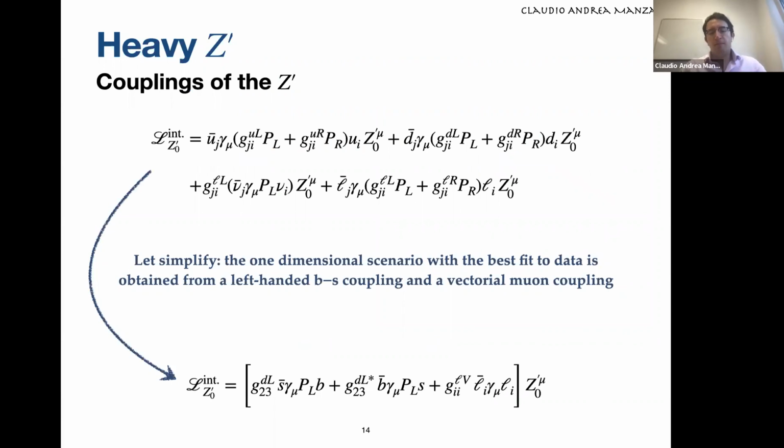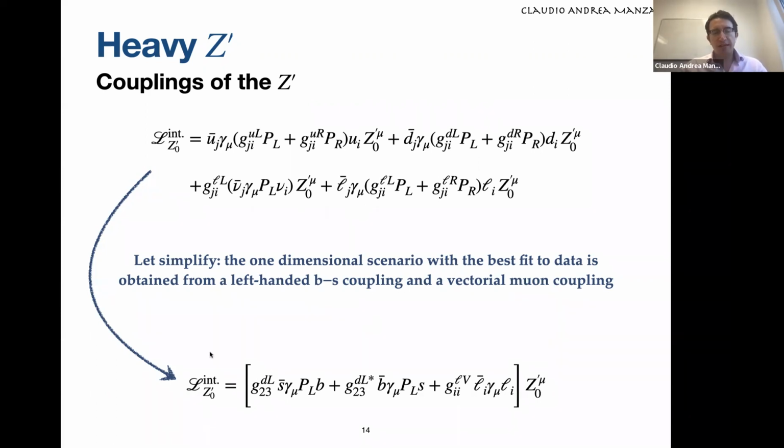So let's start by writing the most general Lagrangian for a Z prime model. And you can immediately understand why there are a plethora of models proposed in the literature in terms of Z prime fields. The reason is that you can couple the Z prime to any fermionic field with almost an independent coupling. Anyway, we want to simplify it, and in particular, we want to simplify it just taking the ingredients which allow us to explain B to S l l data.